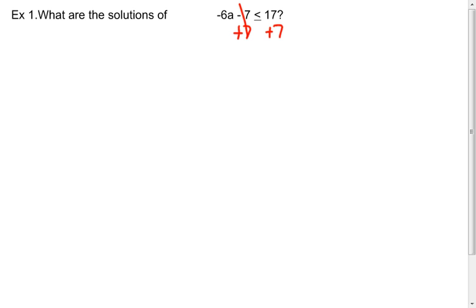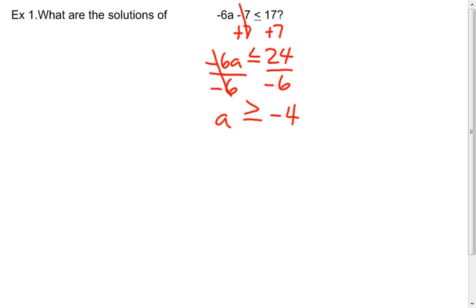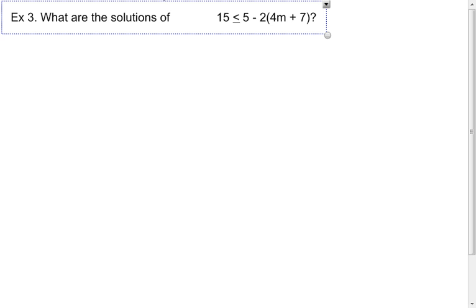Inverses cancel. Negative 6a less than or equal, 17 plus 7 is 24. A is my variable. It's being multiplied by negative 6, so I need to divide by negative 6. Inverses cancel. And remember, I divided both sides by a negative number, so I need to switch my inequality. A is greater than or equal to negative 4. This problem doesn't say graph it, so you don't have to. We're going to skip example 2. We're going to come back to that at the end of the lesson.